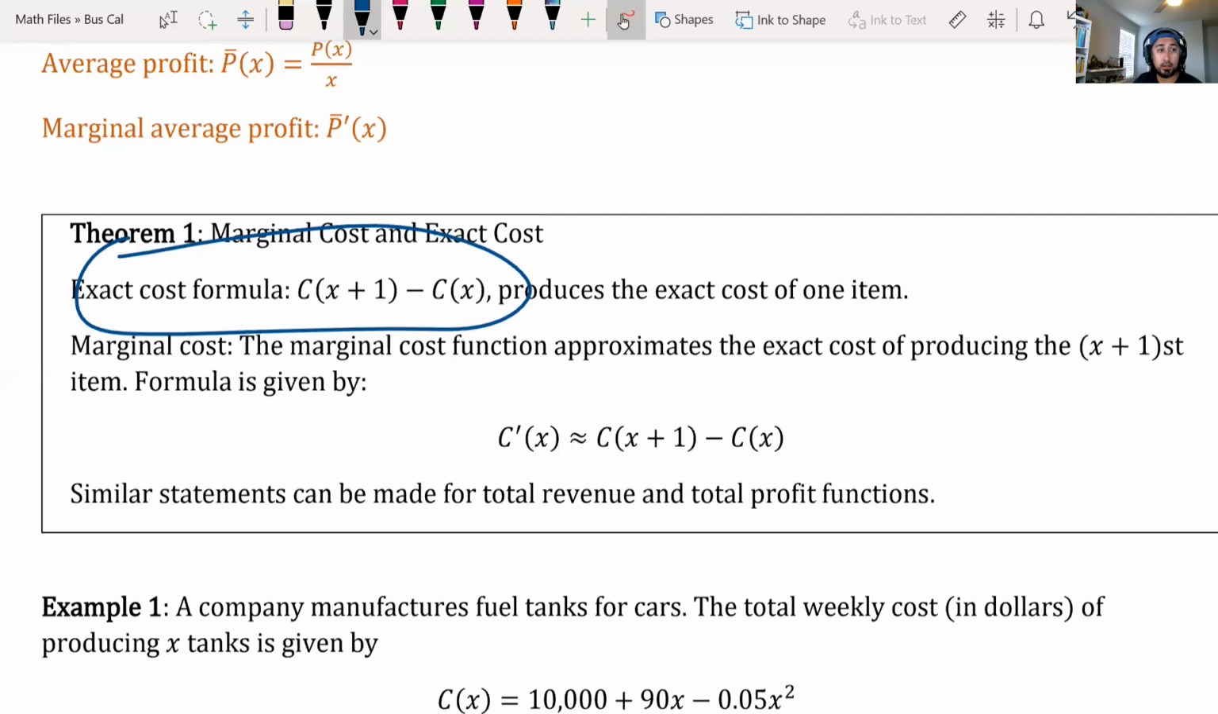And then marginal cost. The marginal cost, the derivative of the cost function, will approximate the exact cost of producing the x plus first item. And that formula is given as C prime of x is approximately equal to the exact cost of one item. You can use this formula for revenue and profit functions as well. So we are going to try out below the exact cost and marginal cost and compare the two.